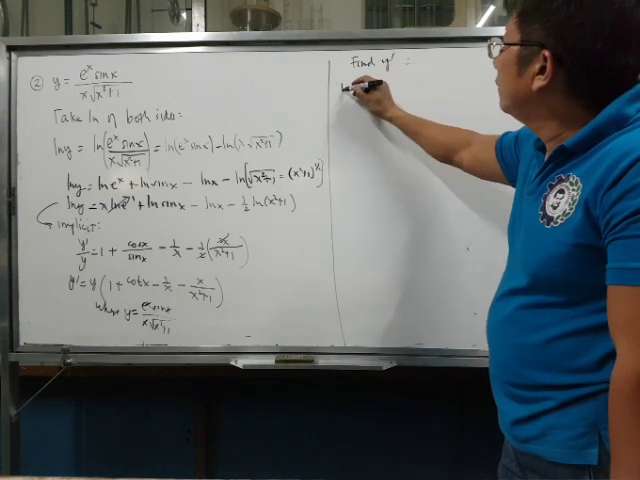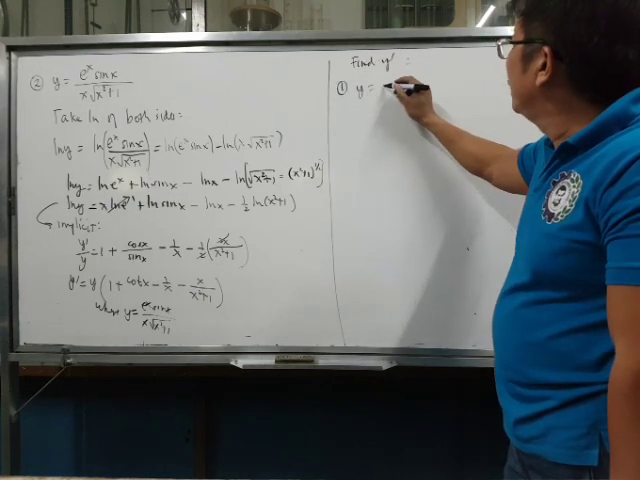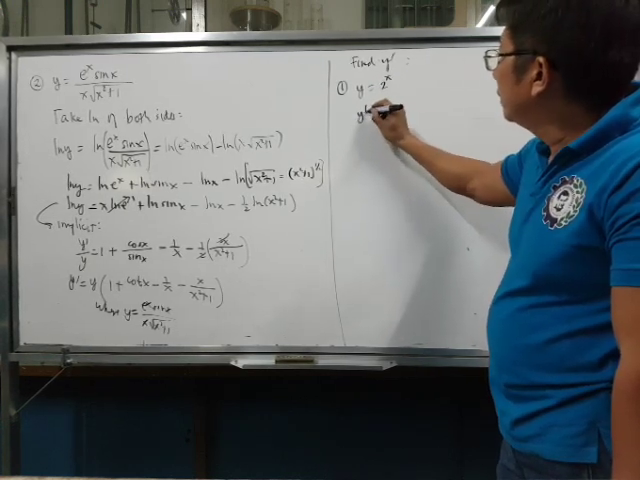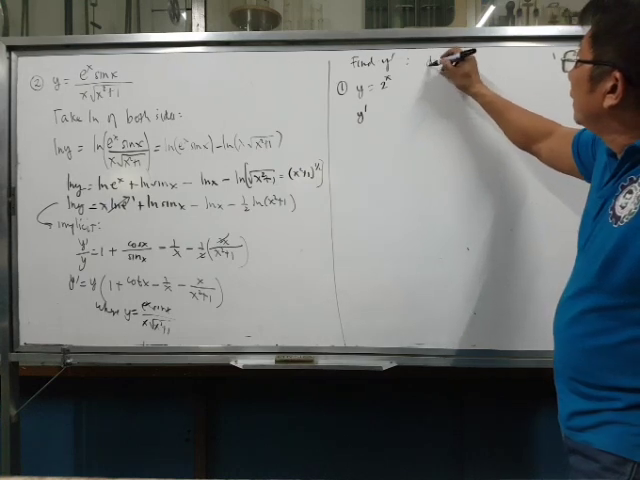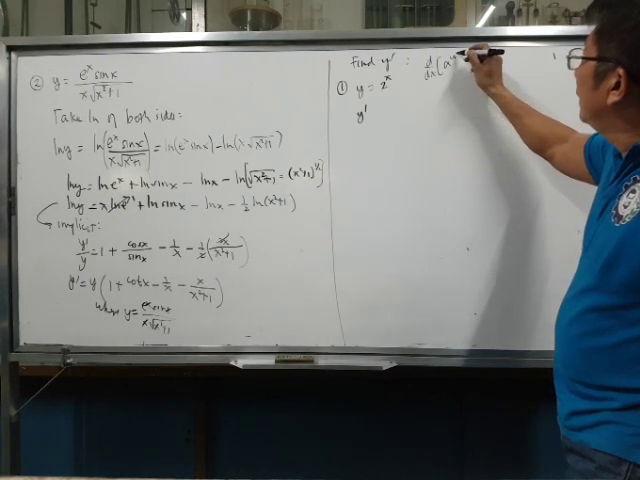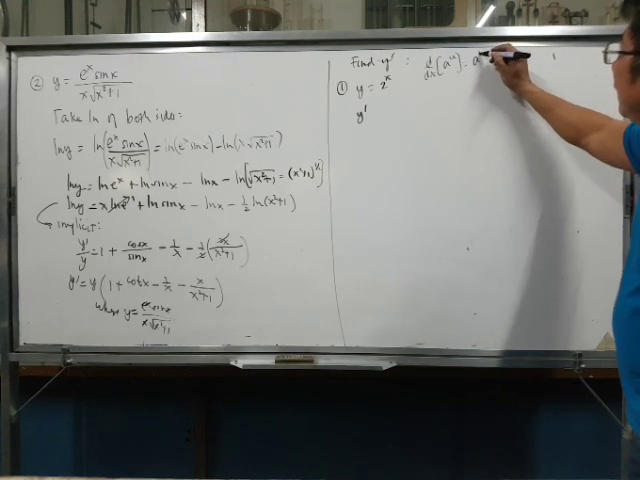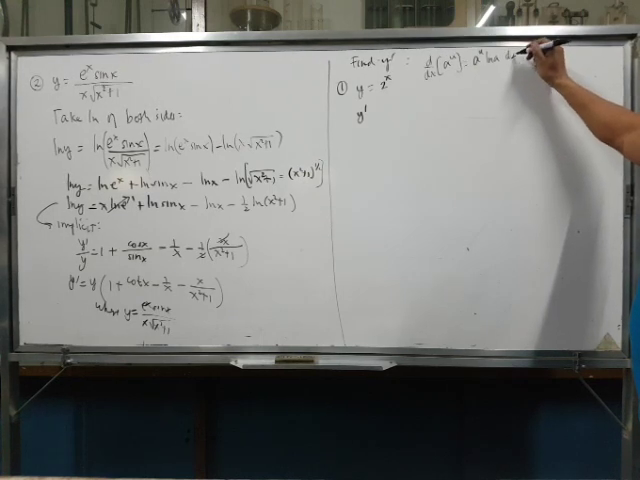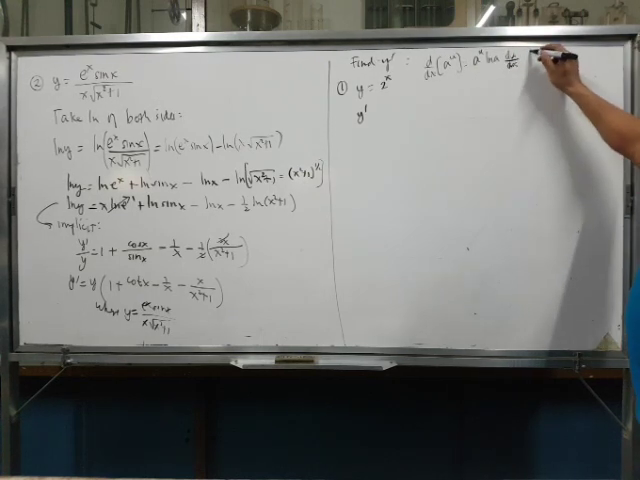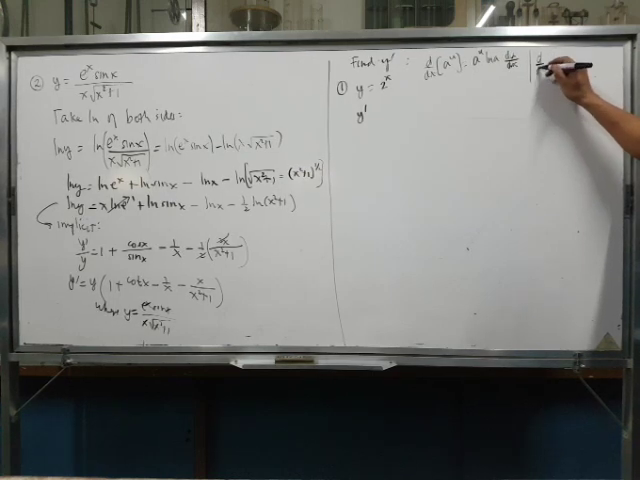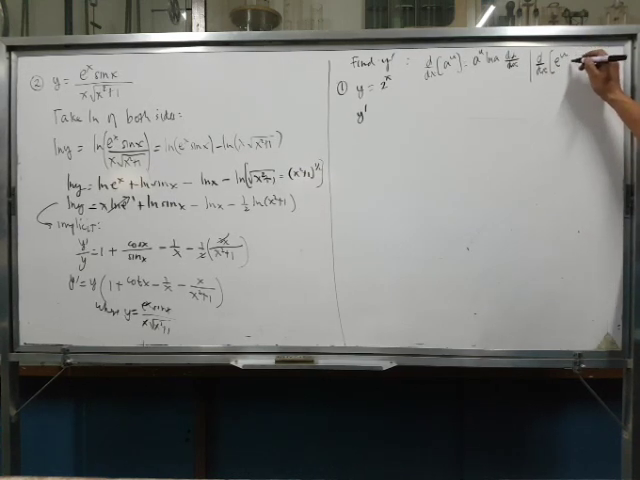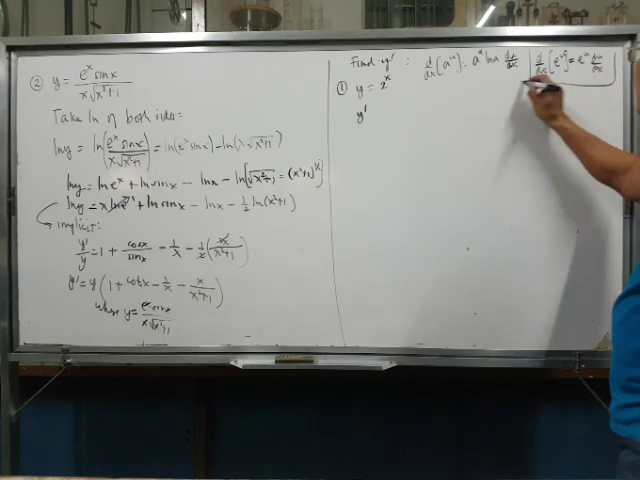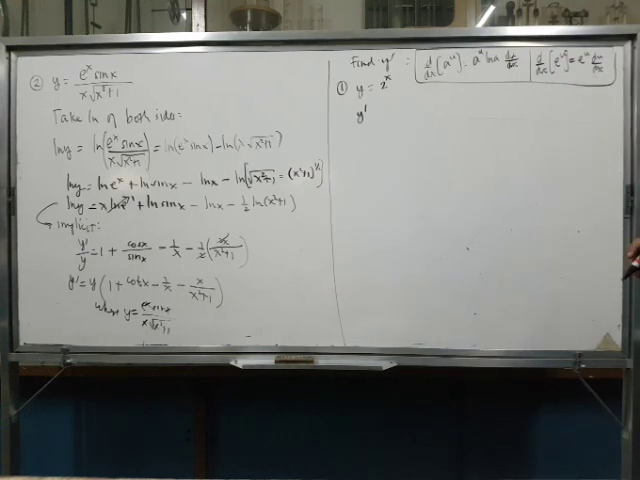y prime if y equals 2 to the x. So we can easily see that y prime, so the formula is the derivative of a to the u equals a to the u times ln a times du dx. And the derivative of e to the u equals e to the u times the derivative of u with respect to x. So this is the formula that we are going to use.